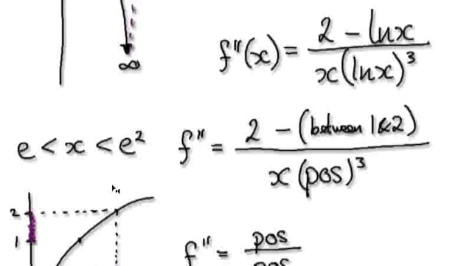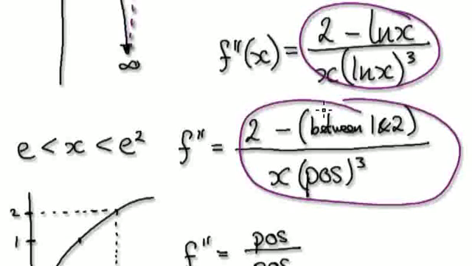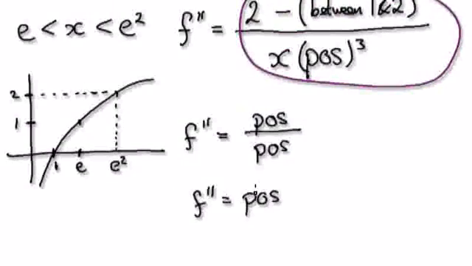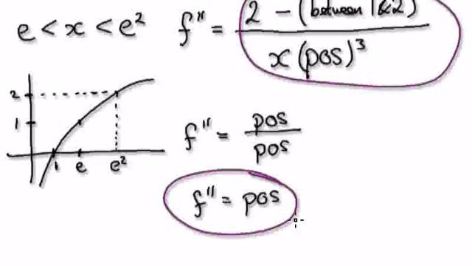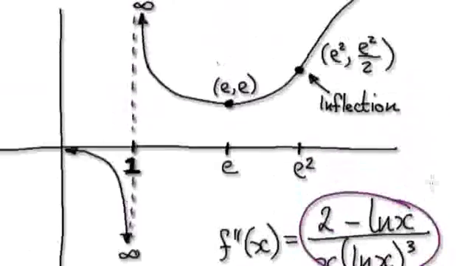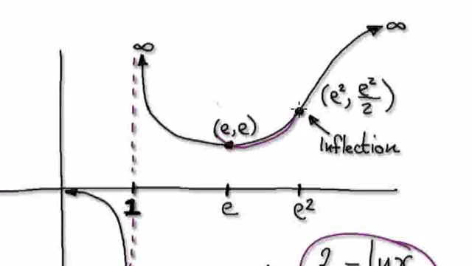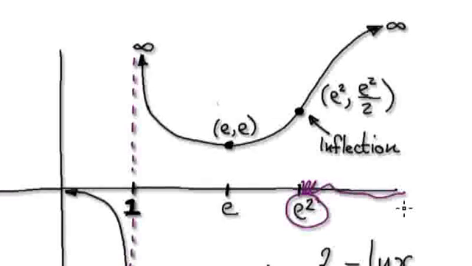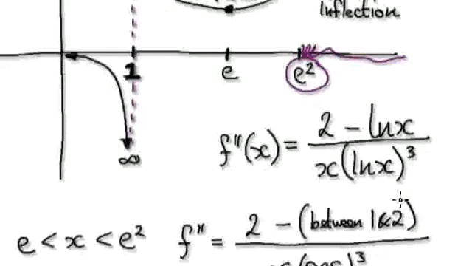Use the same argument here. So this thing here will become this thing, and then overall f double prime will be positive, meaning it should concave up. Looking back at our graph, it does indeed concave up. Now use the same argument for the region e squared towards infinity.